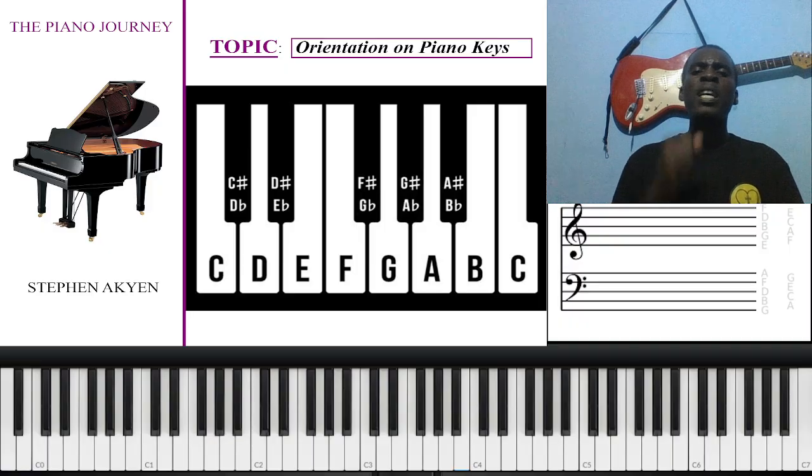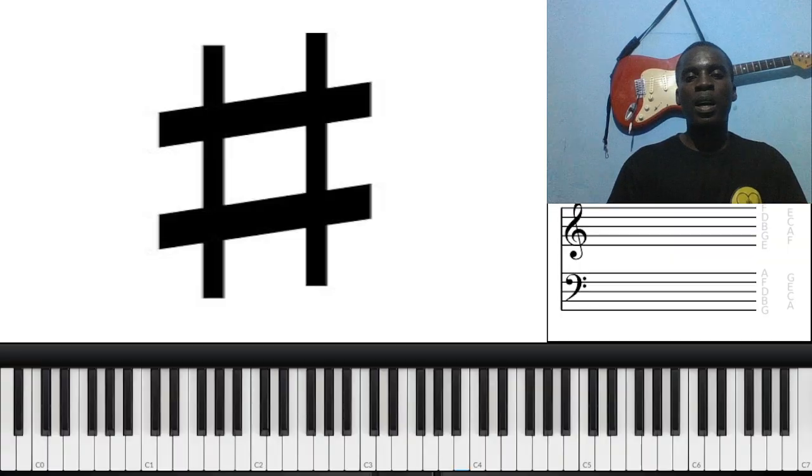So now let's come back to the black keys. Before we find the black keys, we must understand certain terminologies. And these are the terminologies. The first terminology we are going to talk about is sharp. Alright, as it is shown on the screen, sharp is the same as the hashtag or the number symbol on our phones. So what do I mean by sharp?